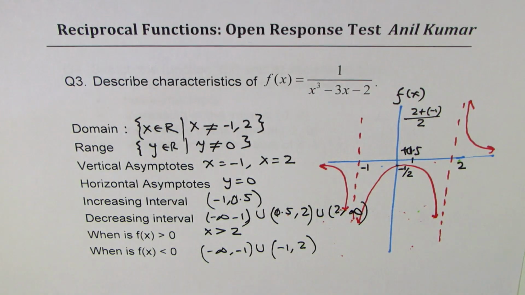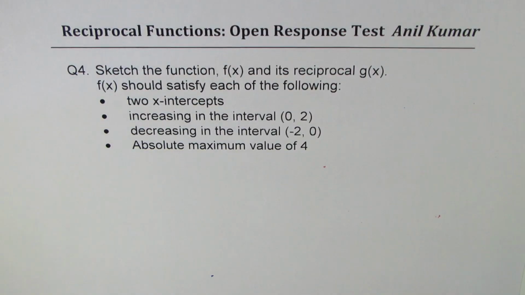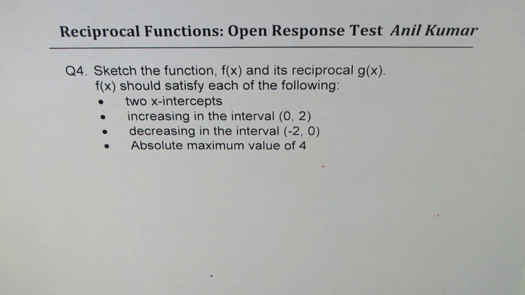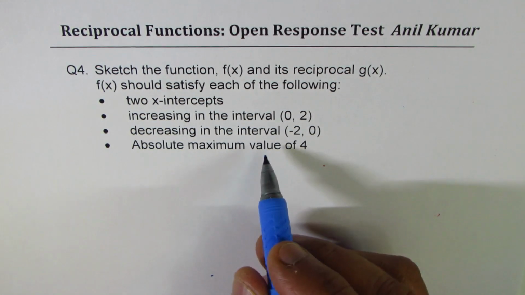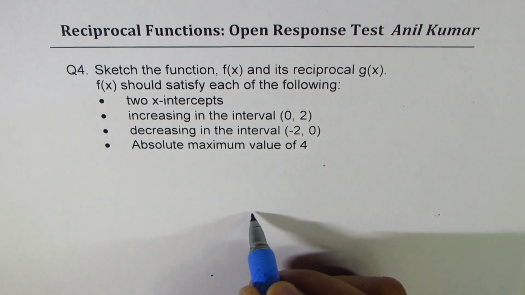Now let's move on to the next question. Here is question number 4. Sketch the function f of x and its reciprocal g of x. F of x should satisfy each of the following: 2 x-intercepts, increasing in the interval 0 to 2, decreasing in the interval minus 2 to 0, absolute maximum value of 4. Okay, so let's try to sketch the function and then we'll draw its reciprocal.